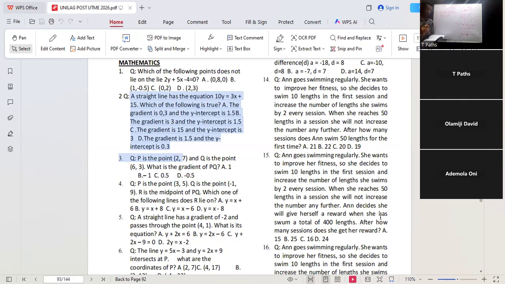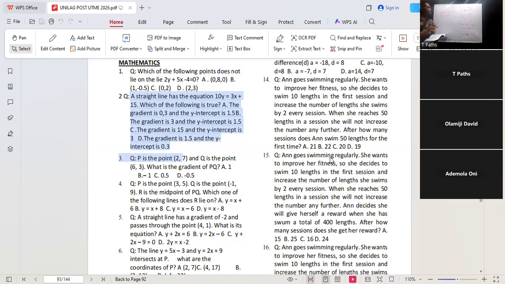Option A says the gradient is 0.3 and the y-intercept is 1.5. B, the gradient is 3 and the y-intercept is 1.5. C, the gradient is 15 and the y-intercept is 3. D, the gradient is 1.5 and the y-intercept is 0.3.